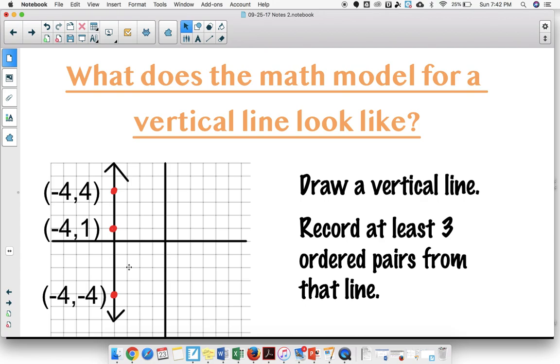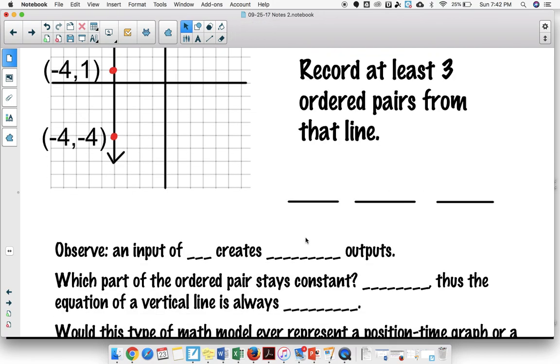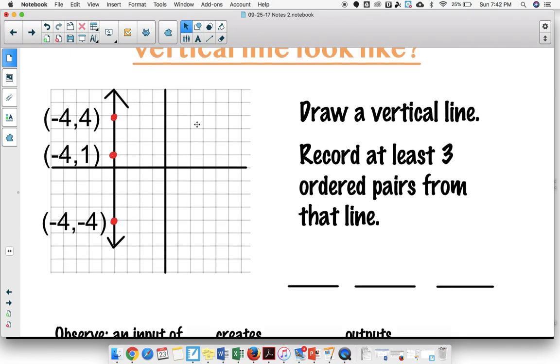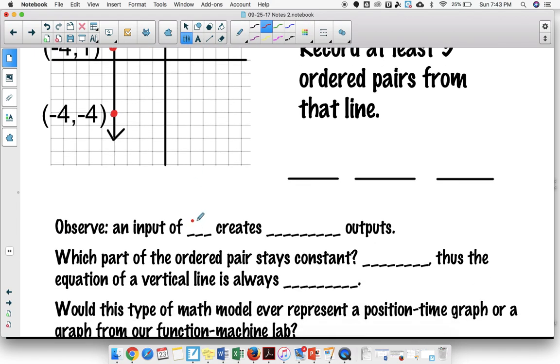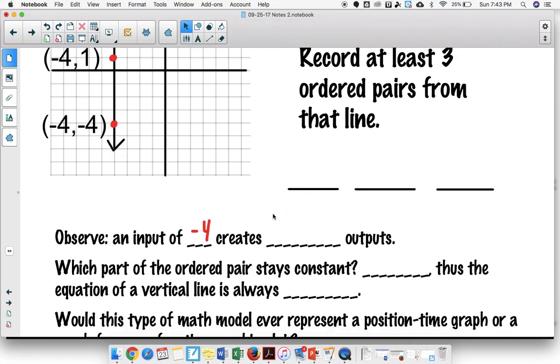Okay. So why did I have you do that? Well, let's look at what happens. Oh, I was going to put them over here. No big deal. We'll just list them on the graph instead. So don't worry about these blanks. So if you notice, it says, and observe that an input of, well, what was our input here? The x value was negative 4. An input of negative 4 actually creates 1, 2, 3 different outputs here. So we're going to say it creates multiple outlets, or outputs, I meant.